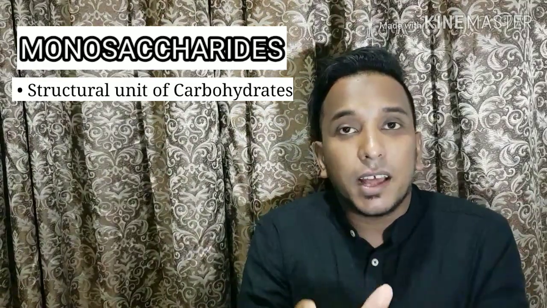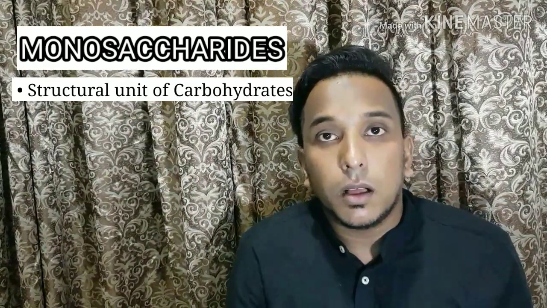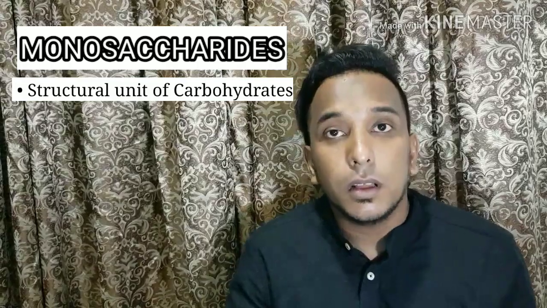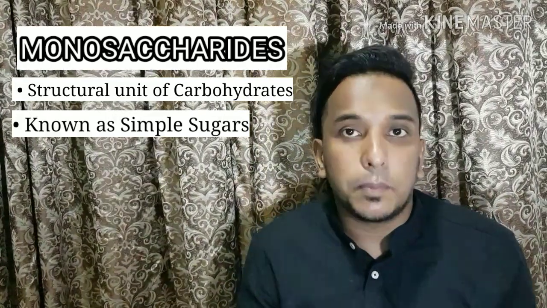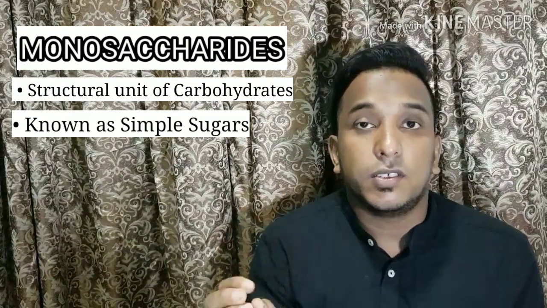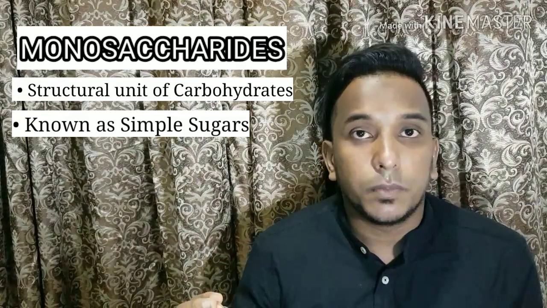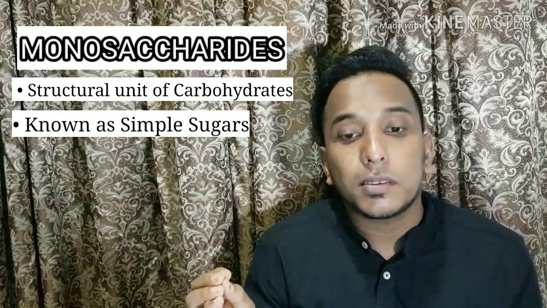So monosaccharides are the main constituent that makes up the carbohydrate. They are commonly known as simple sugars. Why are they called simple sugars? Because they consist of only one sugar. That is mono. Mono means one.